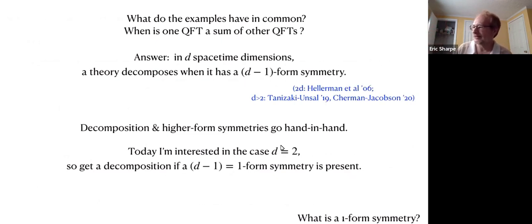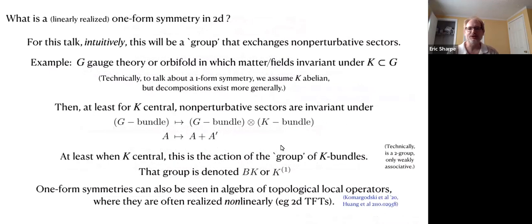One-form symmetries, right. So I may not need to walk through this for this crowd, but again, I'm going to proceed on the assumption that there may be young people present and outline what I mean when I talk about a one-form symmetry. So we're all used to ordinary symmetries in which a group acts on a space or on the fields of a quantum field theory, or more precisely, we have an action of elements of the group. Well, in this talk, a one-form symmetry is going to be something like a group that exchanges the non-perturbative sectors. It provides a symmetry amongst the instantons, if you will.